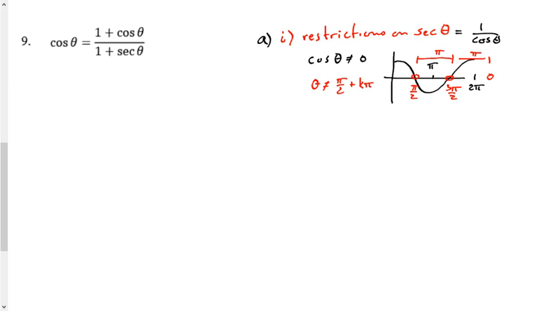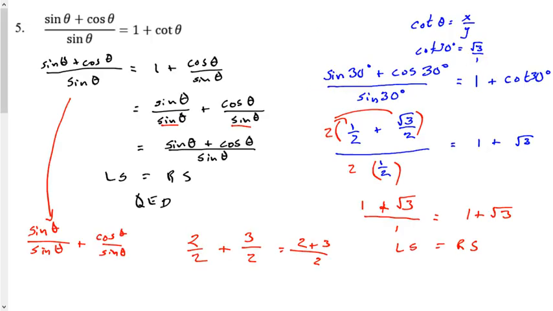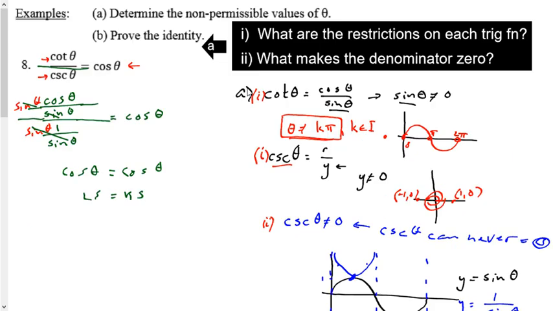Currently, where did your 1 go? Originally it was cos theta equals 1 over... theta over 1 plus secant theta, so why did you get rid of the equation? You're talking about question number 9, right? Yeah. Okay. I have not rearranged anything. All I've done is I asked this question: what are the restrictions on each trig function?